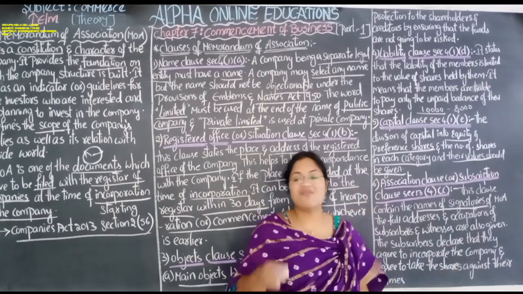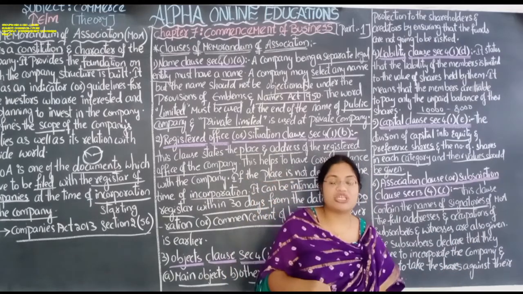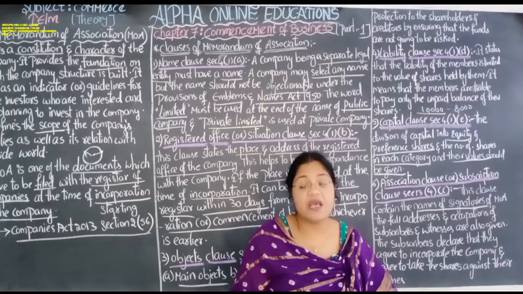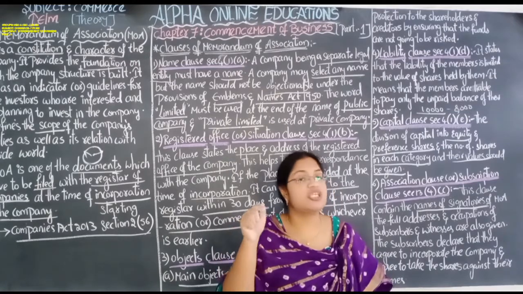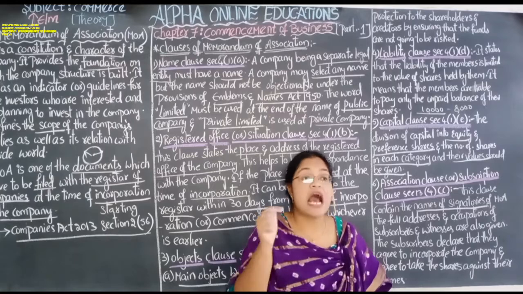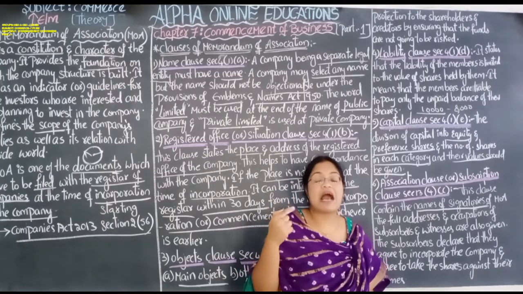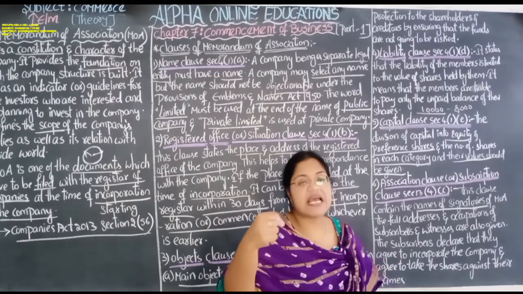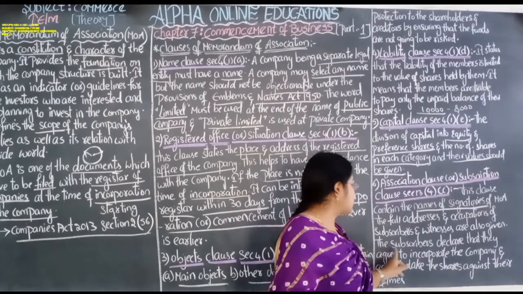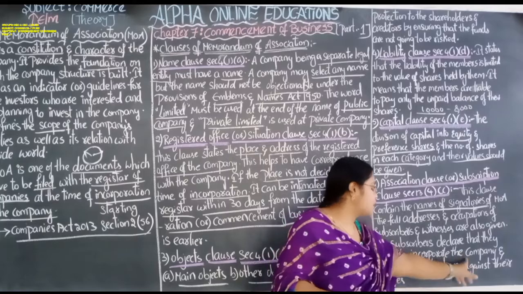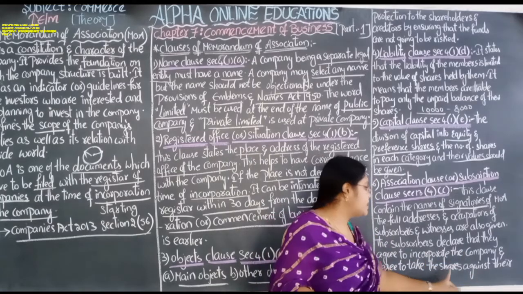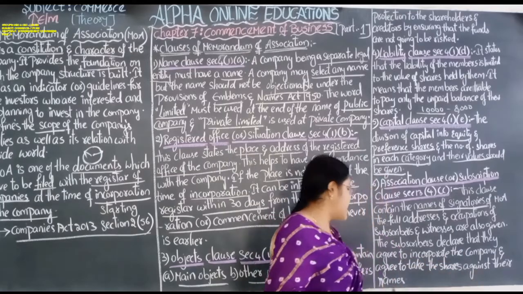While signing the memorandum of association, the members of the company who sign will become the subscribers, and some of them have to give witness signatures as well. The subscribers declare that they agree to incorporate the company and agree to take the shares against their names.